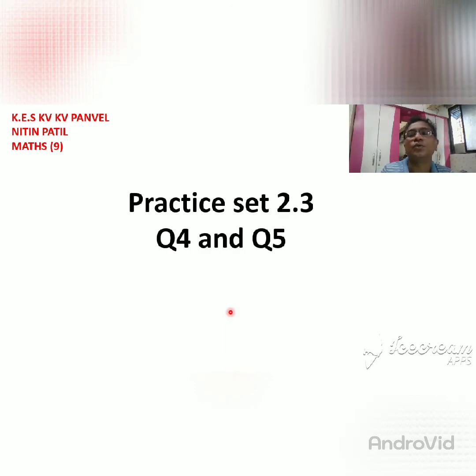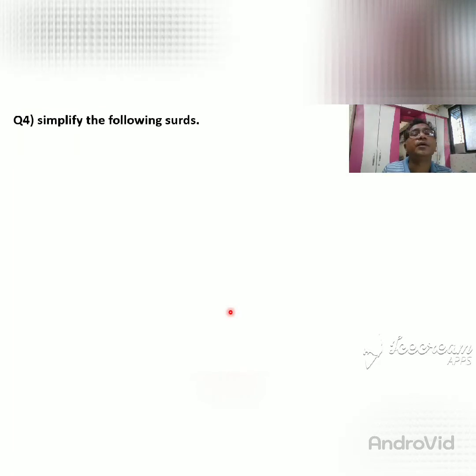So today we are going to learn practice set 2.3, and in this practice set 2.3 we want to learn problem number 4 and 5. There are problem number 4 and 5, and they have sub questions, and those sub questions we want to learn here. So we have started from problem number 4.